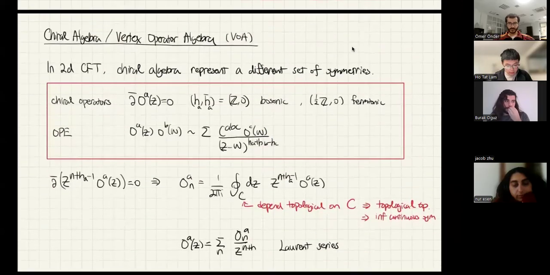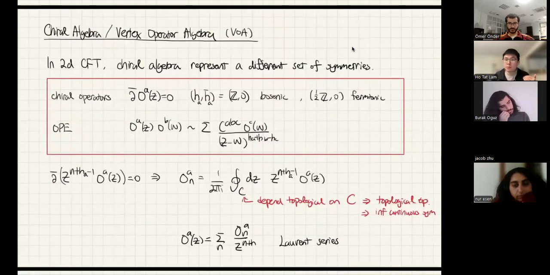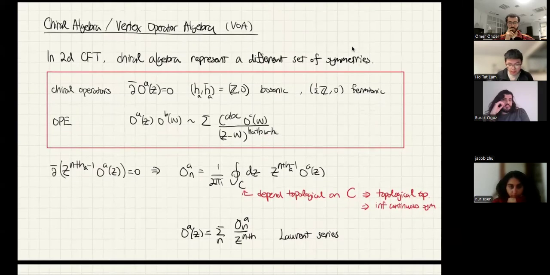Okay, good. So now we're done with topological defects. Now we move on to another branch of the talk that is about chiral algebras, or mathematically also called vertex operator algebras. I'll start with something that everyone knows if you have thought about 2D CFTs, and then we'll move up quickly. In 2D CFTs, chiral algebras represent completely different notions of symmetries. So what are chiral algebras? Chiral algebras are essentially a collection of chiral operators. These are operators that only depend holomorphically on the z coordinate, and don't have any anti-holomorphic dependence.